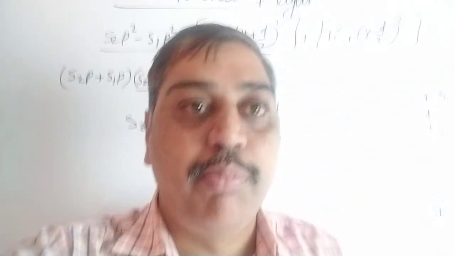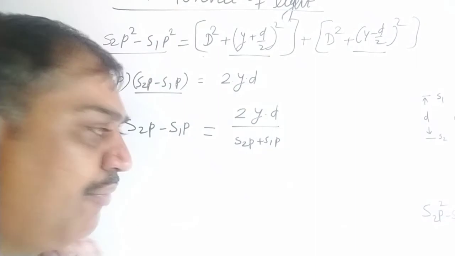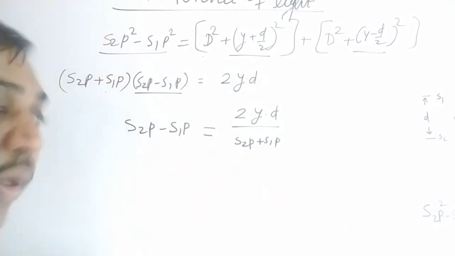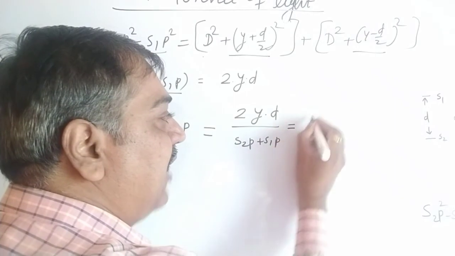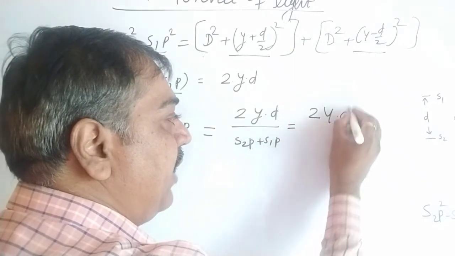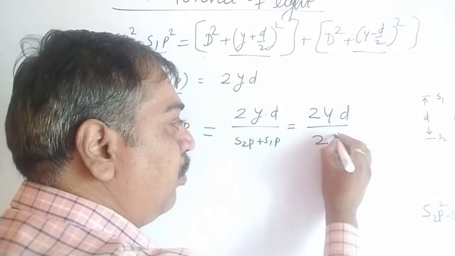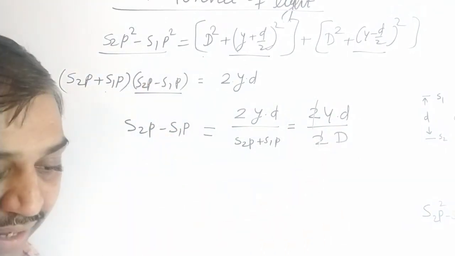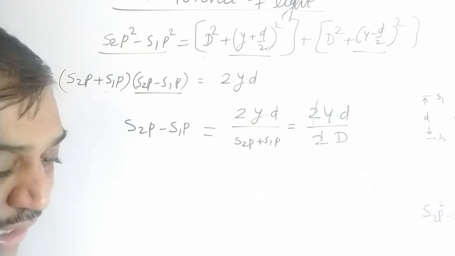That is said that up to first approximation, both are supposed to be d. Then what will we get here? Denominator S2P plus S1P, d plus d. We get twice d. So we can write this as 2y into d divided by 2 into capital D. 2 cancelled out. What we get? Y into d divided by D.